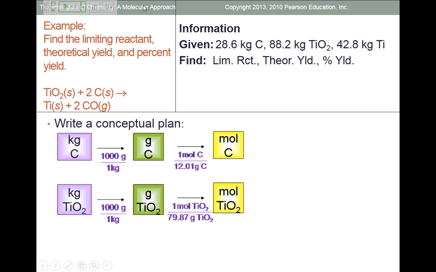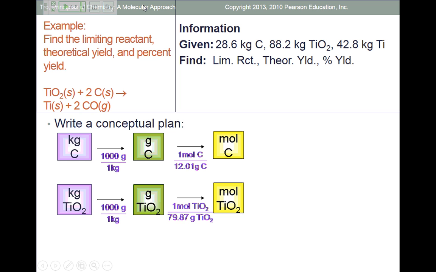So once we have our moles of our two starting materials, we're going to use both of these to predict how many moles of our product we expect. And we're going to use our stoichiometric relationship from our reaction. So for carbon, we see that 2 moles of carbon is going to form 1 mole of, and our actual yield is titanium, so that's what we're going to use. We weren't given the actual yield of CO, so we don't really need to look at that one.